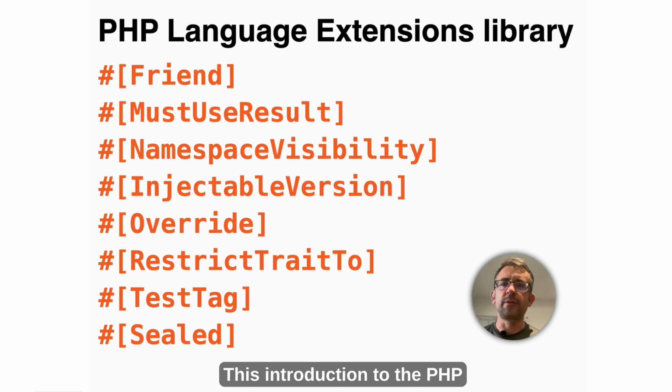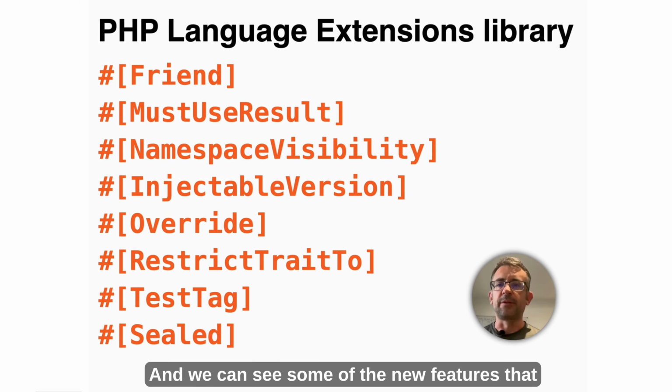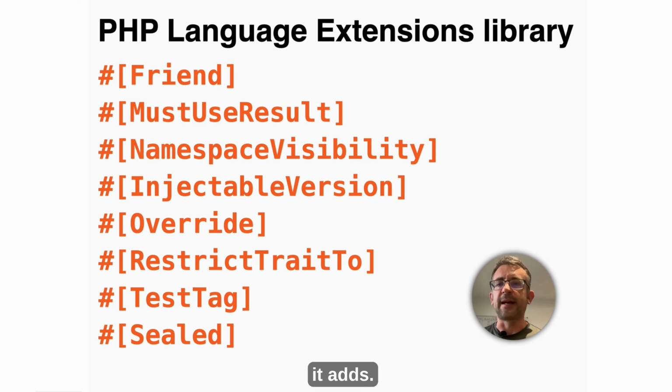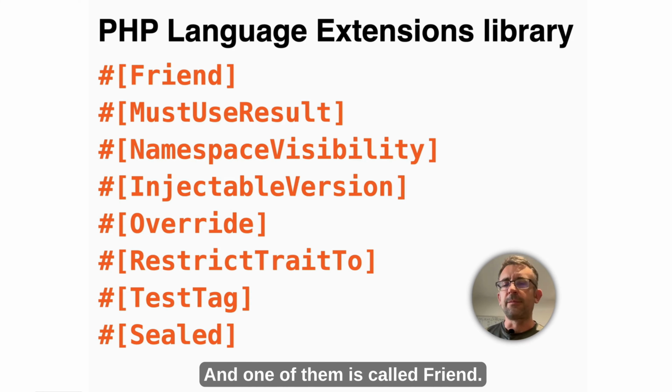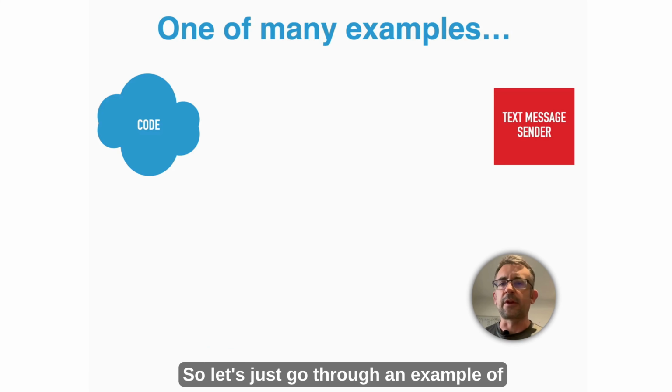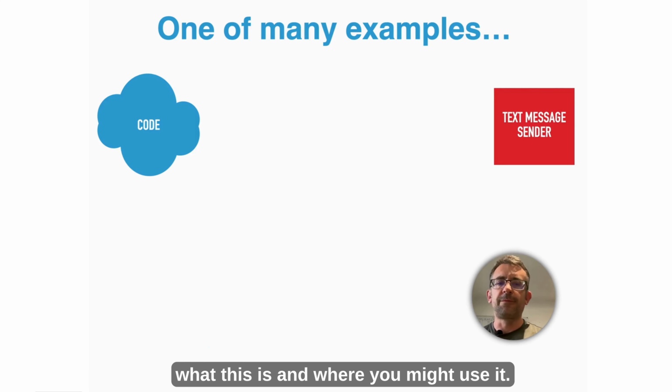This is an introduction to the PHP language extensions library. This library adds new language features to PHP using static analysis. And we can see some of the new features that it adds. One of them is called friends. So let's just go through an example of what this is and where you might use it.